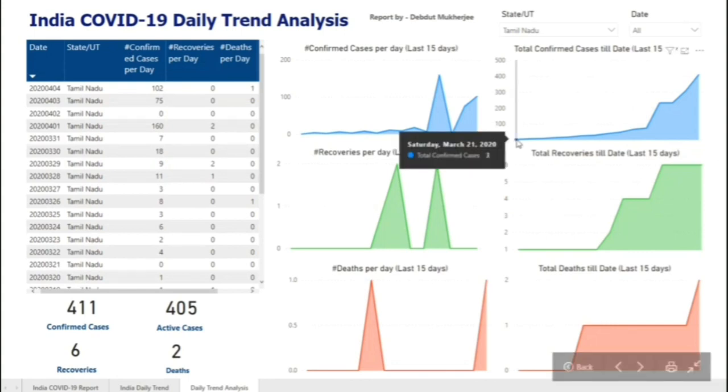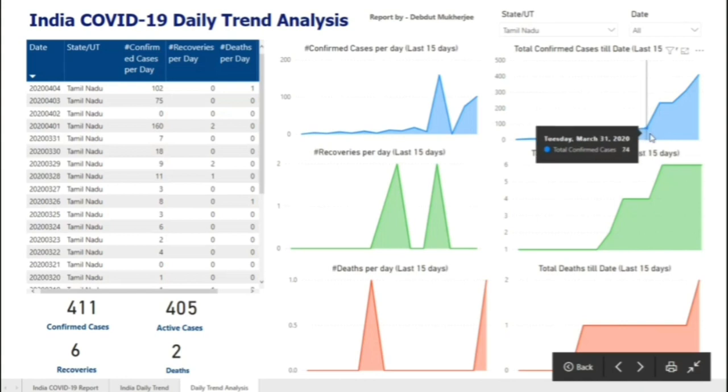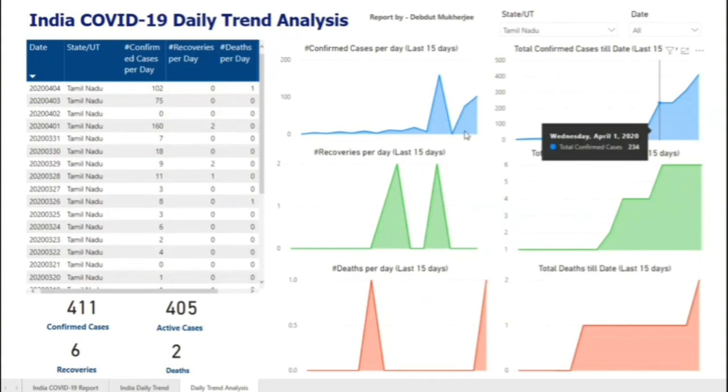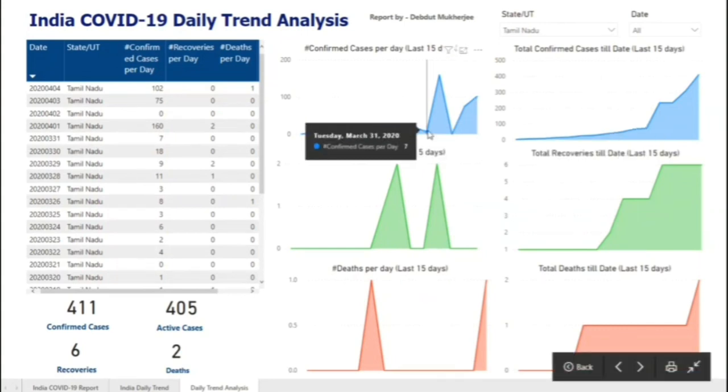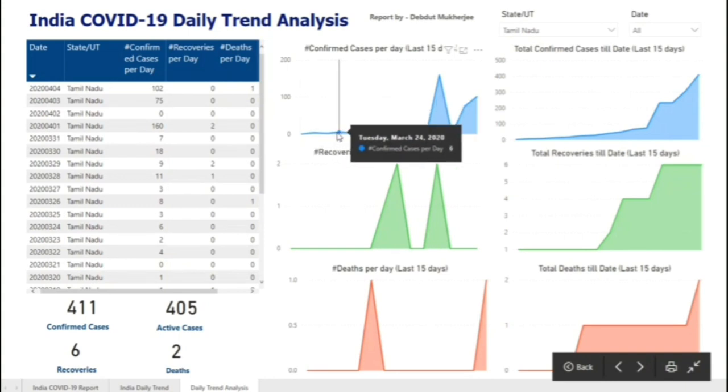Initially Tamil Nadu was nowhere, right? It was just 3 cases even on 21st March, and even on 31st March, just 4 to 5 days back, it was nowhere in the picture. But suddenly we see the number of cases increase drastically. Till here, the increase on a single day in Tamil Nadu was very little, almost like 7, 6, 5.